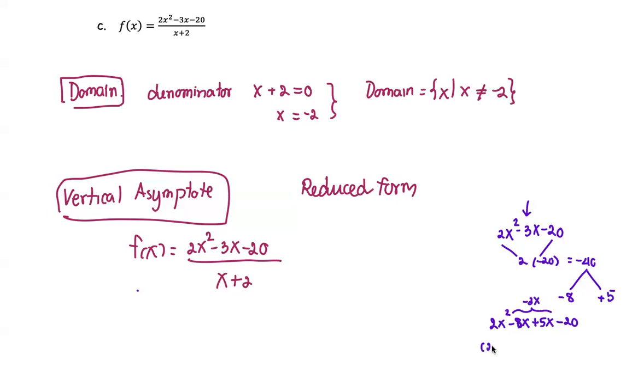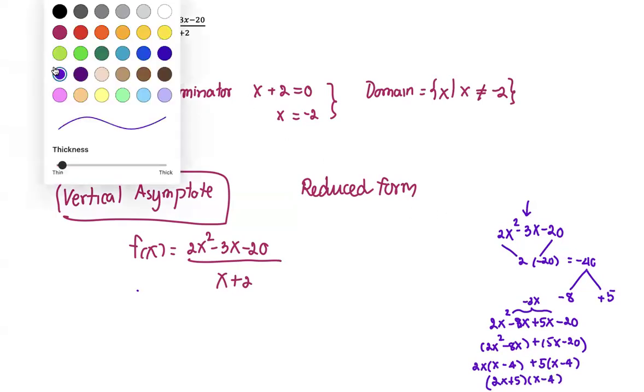Then we use the grouping technique on 2x squared minus 8x plus 5x minus 20. Common factor 2x for the first group, we have x minus 4 in the parentheses. Common factor 5 for the second group, inside the parentheses is x minus 4. Then we factor completely to have the factors (2x plus 5) and (x minus 4).